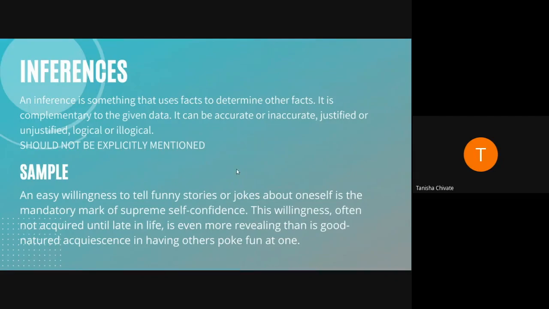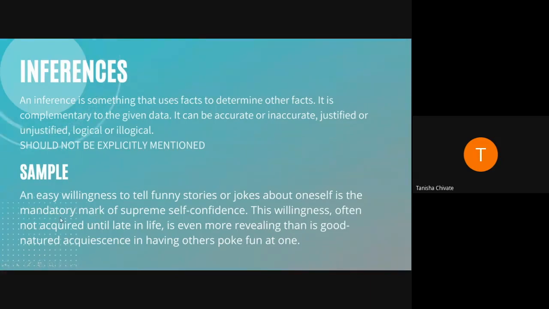An easy willingness to tell funny stories or joke about oneself is a mandatory mark of supreme self-confidence. This willingness, often not acquired until late in life, is even more revealing than his good nature, acquiescence in having others poke fun at one. All right. So, what would be a valid inference over here?